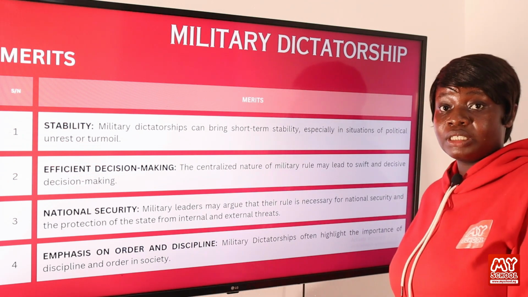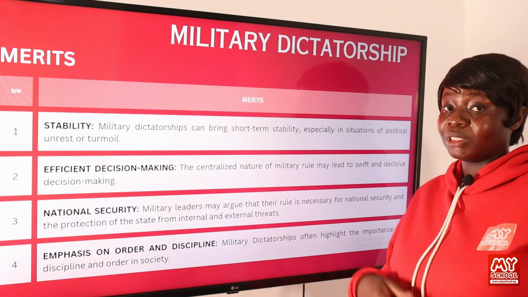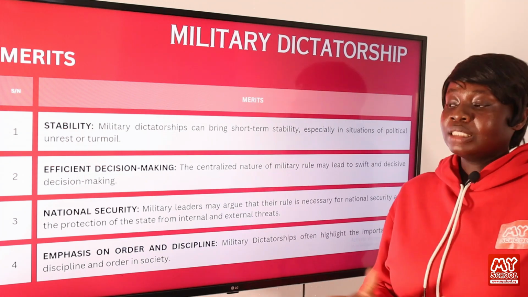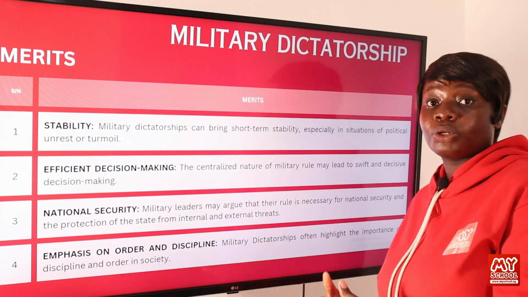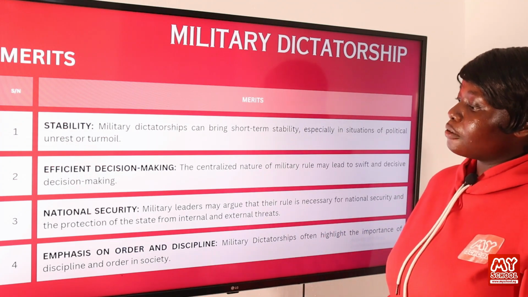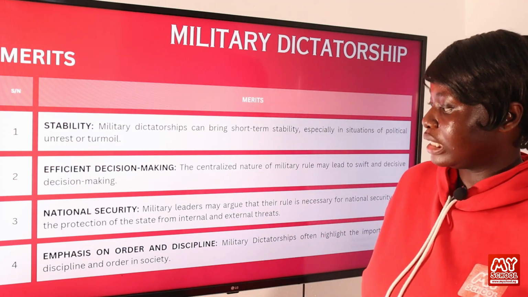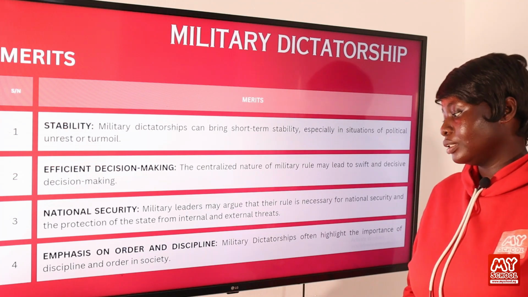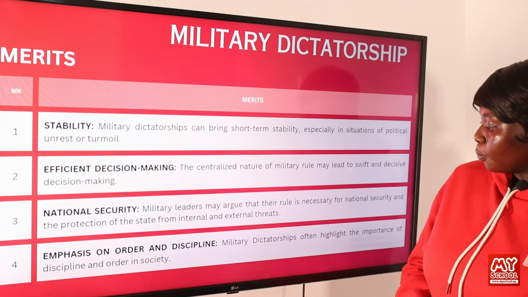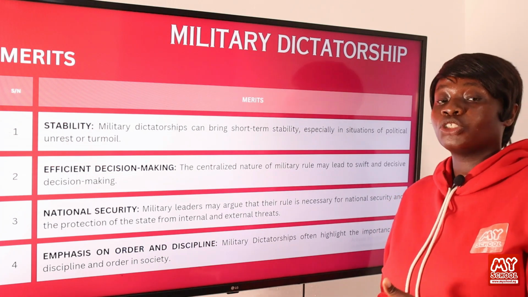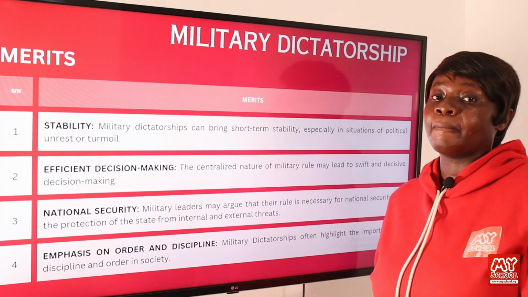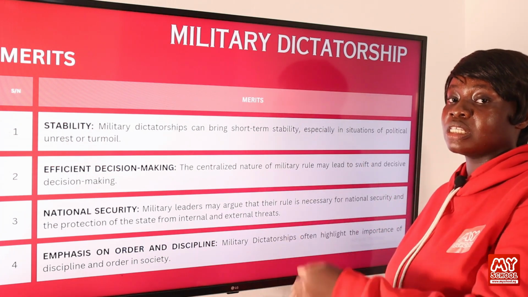Since they have the instruments of violence necessary to maintain order within the society, there is the belief that with military dictatorship, there is national security. And that merit of military dictatorship is the emphasis on order and discipline. Military dictatorship often highlights the importance of discipline and order in the society. Everybody has to respect the laws that are given to them, and they have to behave in the proper manner.